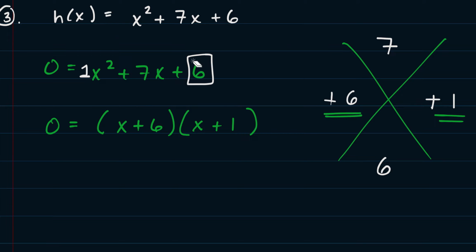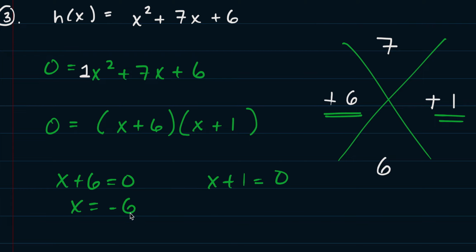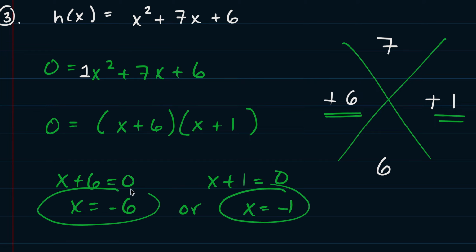Let me erase this so we don't get a little confused. So since I have this factored, now I set each piece equal to 0, and I get x is equal to negative 6 or x is equal to negative 1. Those are the zeros of my function. Plug them in and you can double check.